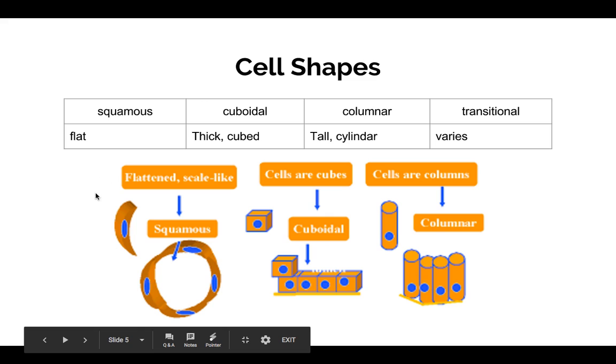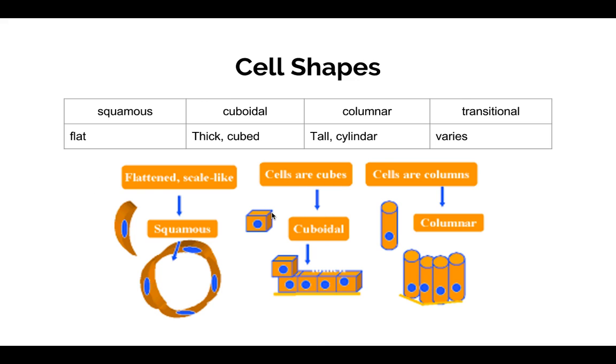It's really flat. Cuboidal cells are cube-shaped. Now it's not going to be a perfect cube, but they do have a shape that looks cubical. That's why they're named cuboidal. And they are thick cells, pretty thick, and they have this distinct cube shape. Columnar cells are tall cells that have a column-like or cylindrical shape. And transitional cells do vary. They have varying shapes, hence the word transition.